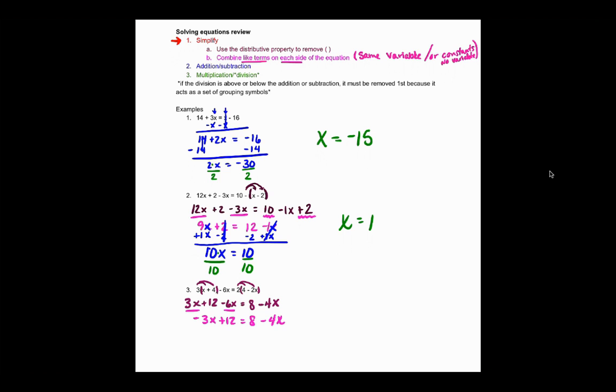Next is our addition and subtraction. I choose whichever variable has the smaller value when I'm dealing with my x's. So I'm going to add 4x to both sides. That's going to get rid of the subtraction on the right. And I'm going to subtract the 12 on the left side. So negative 3x plus 4x leaves me with 1x, and 8 minus 12 is negative 4, and there is no multiplication or division, so our x in this one is just negative 4.